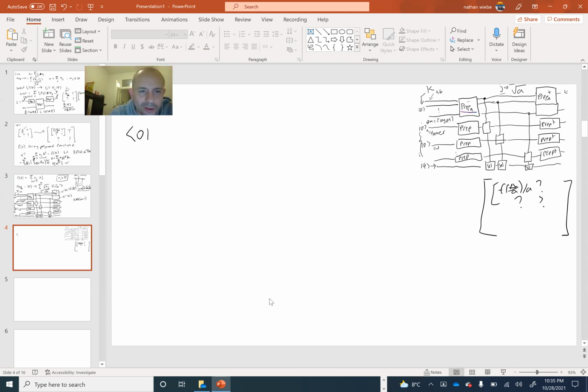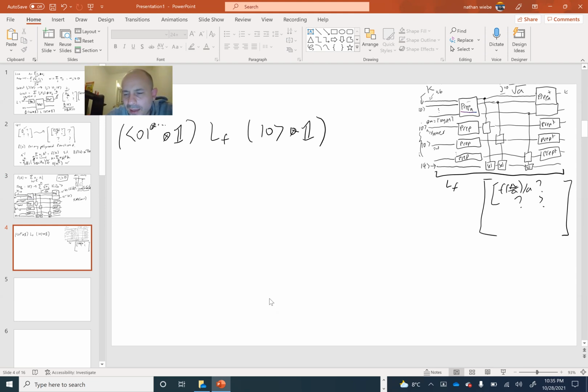We're going to have 0 tensor basically everything except psi, tensor identity acting on this circuit. I'm going to call this whole circuit L sub f. So this is going to be L sub f, and we're going to want to do the same over here. Okay, and all these two projectors are doing is allowing us to focus our attention only on this block and not have to algebraically go through a lot of manipulations to deal with these other subspaces that we're ultimately not going to care about.